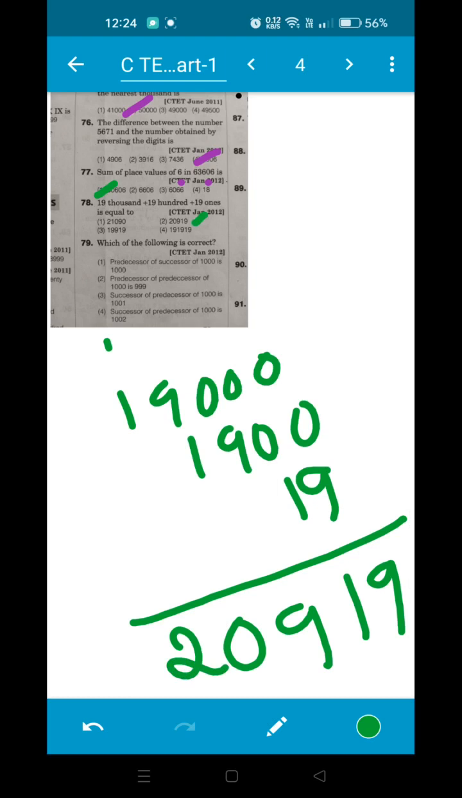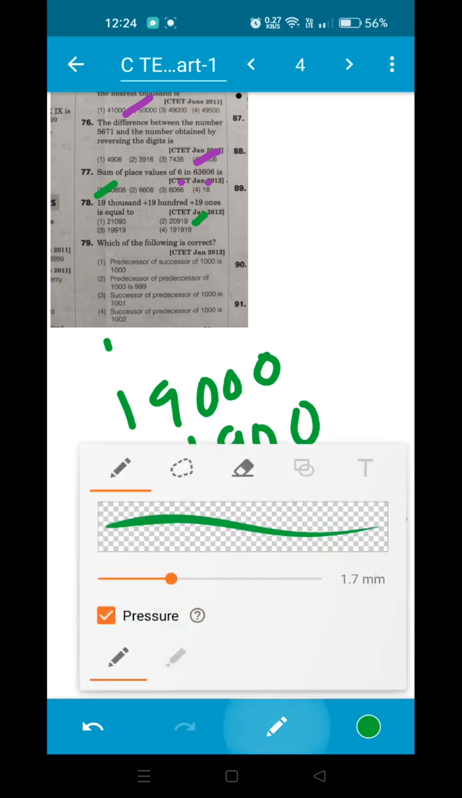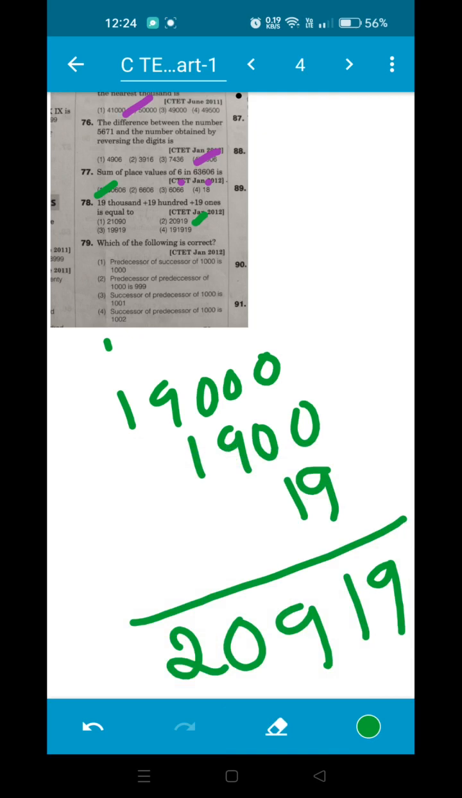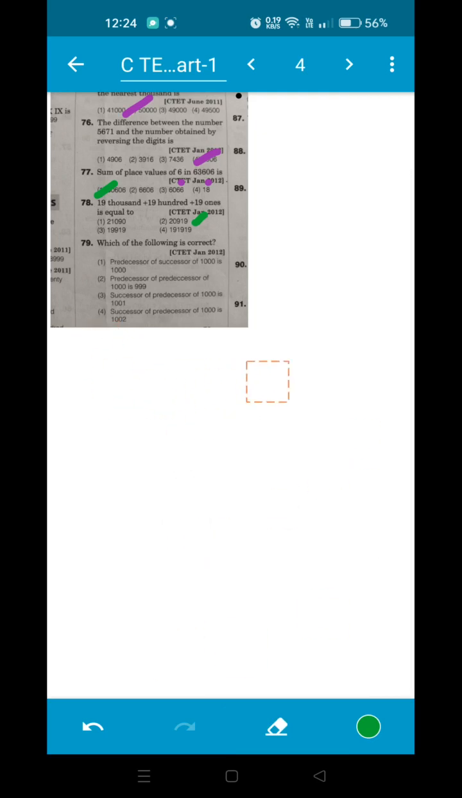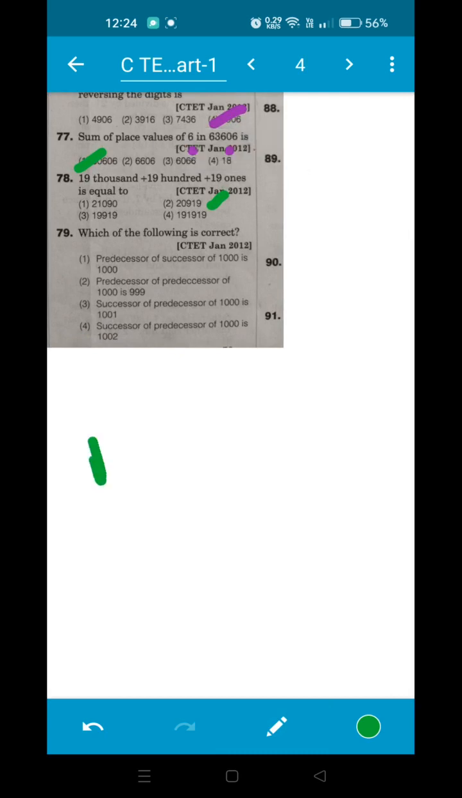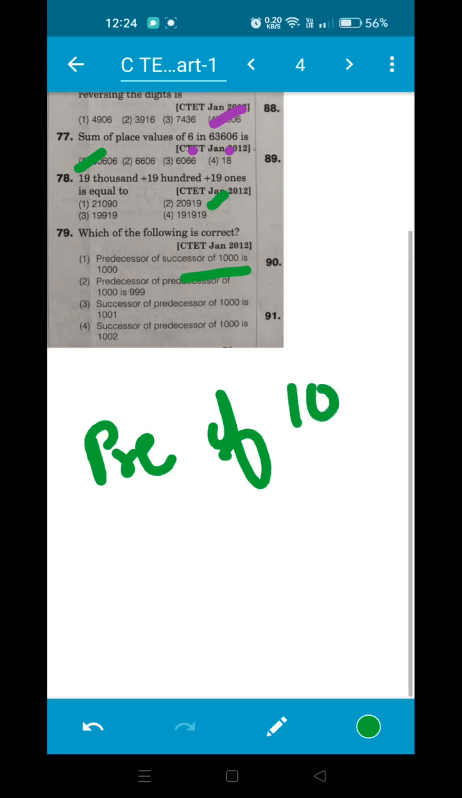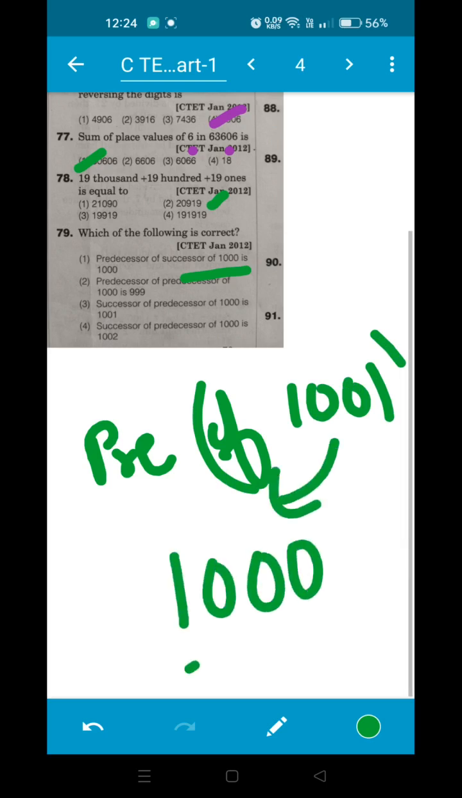Next, 79. Which of the following is correct? Correct means you need to verify option wise. What is the first option? Predecessor of successor of 1000. Successor of 1000 means next number, so 1001. Predecessor of that number means the number before, so before 1001 is 1000.